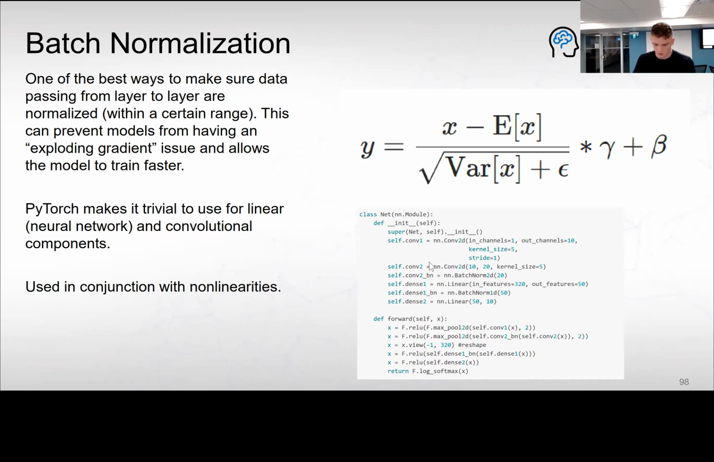So we can see here in the code, our batch normalization is right here. So convolutional neural network 2 underscore batch normalization. All we did was rewrite nn.BatchNorm2d. That's it. Awesome. I think we got a question.